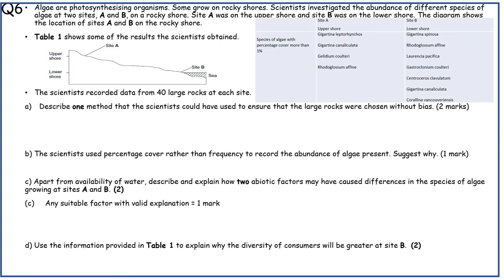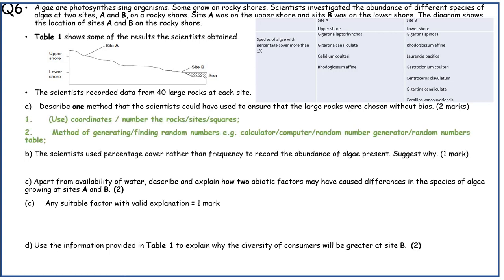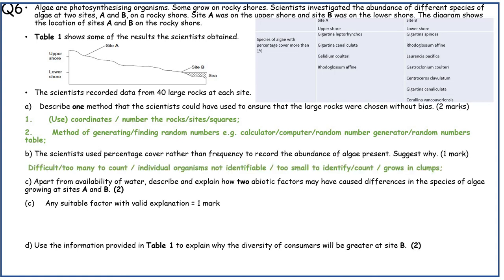Describe one method that the scientists could have used to ensure that the large rocks were chosen without bias. So we'd use coordinates, or number the rocks, and you would use a method of generating random numbers like a random number generator. The scientists used percentage cover rather than frequency to record the abundance of algae present. Suggest why. There would be too many to count, or the individual organisms are not identifiable.